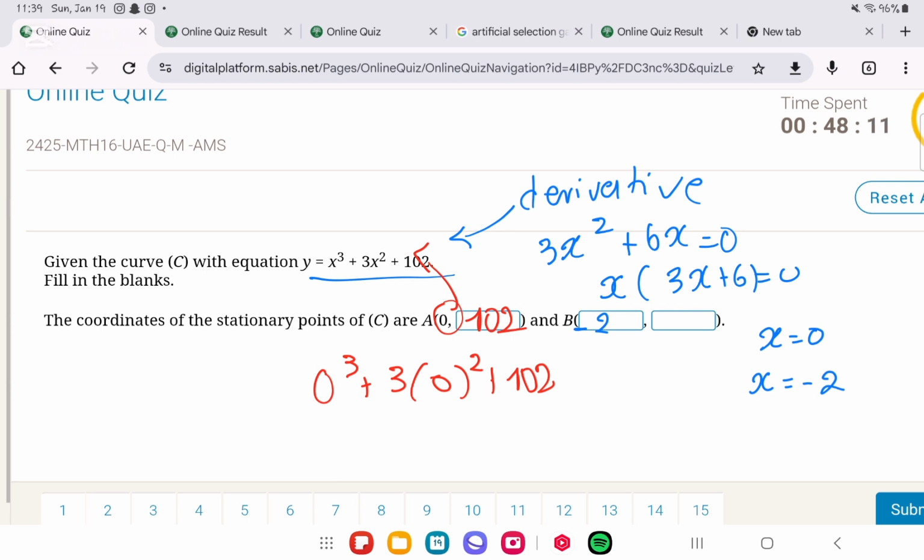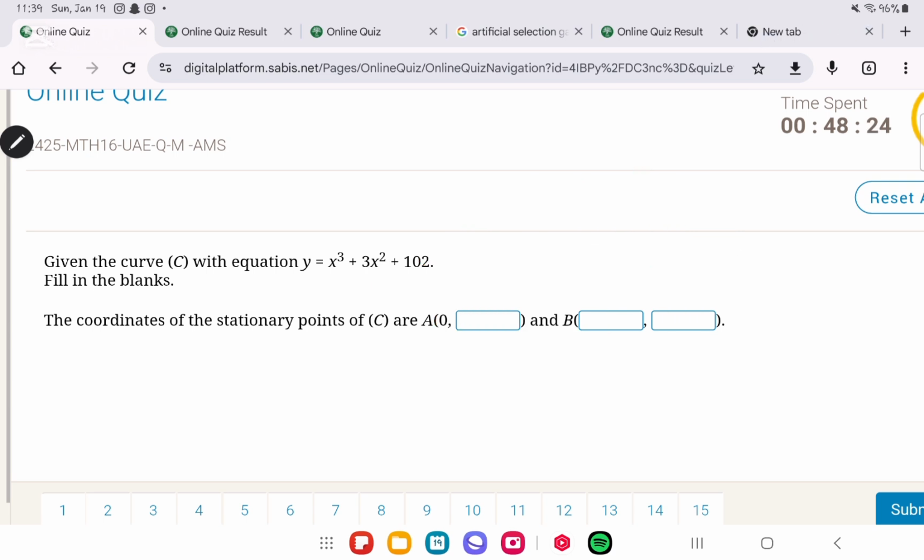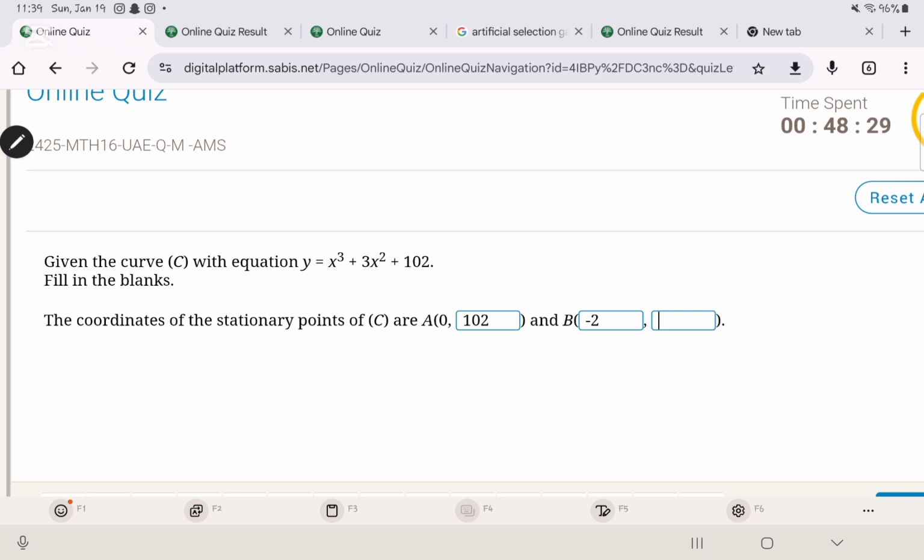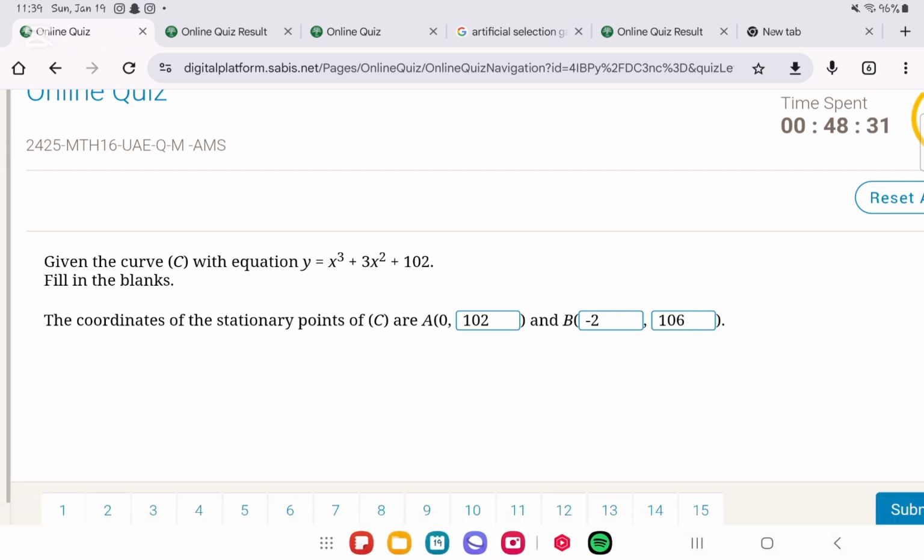And we are gonna get an answer of 106. So over here it is gonna be 106. So the answers are 102, -2, and 106. Now, how do we find the minimum and maximum points?